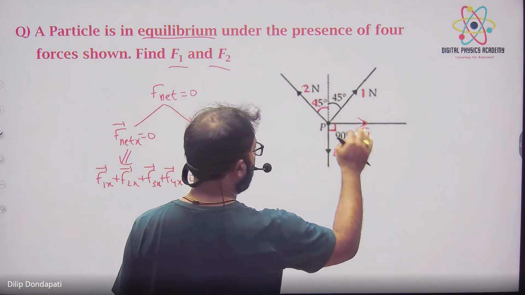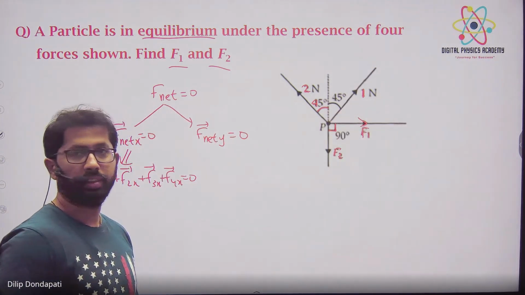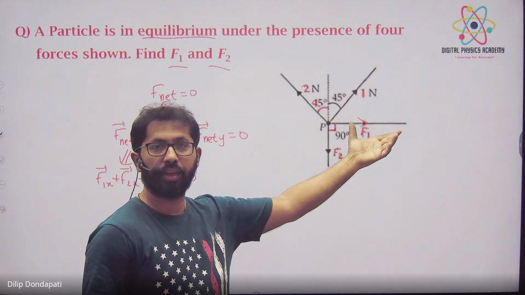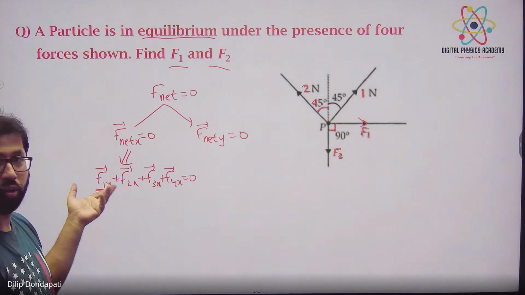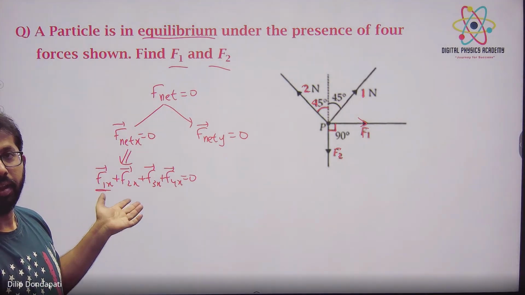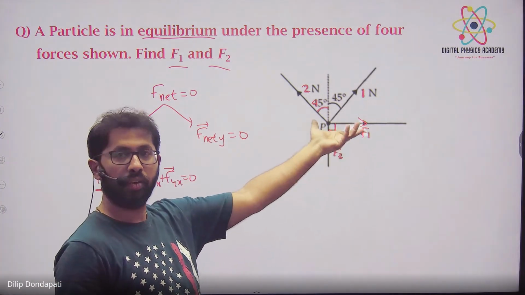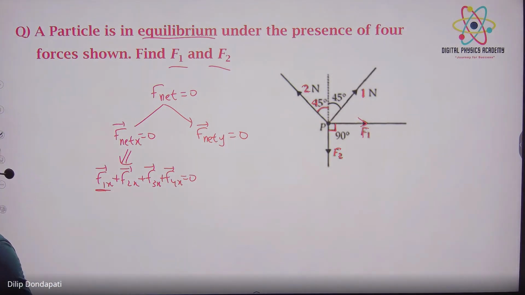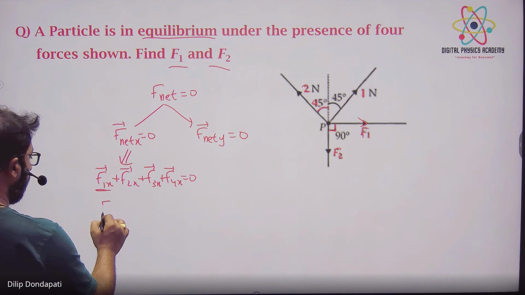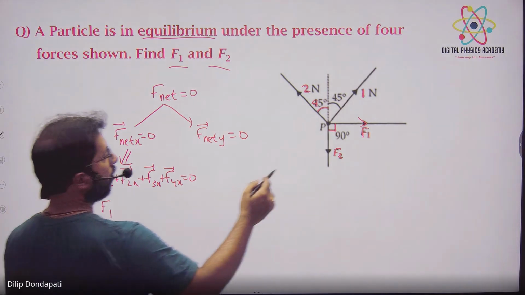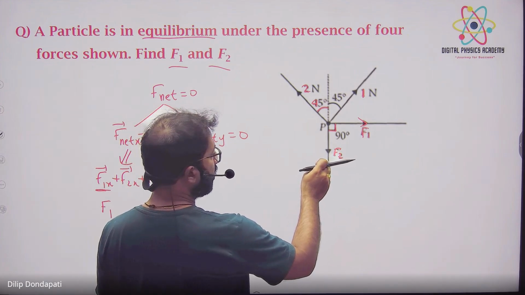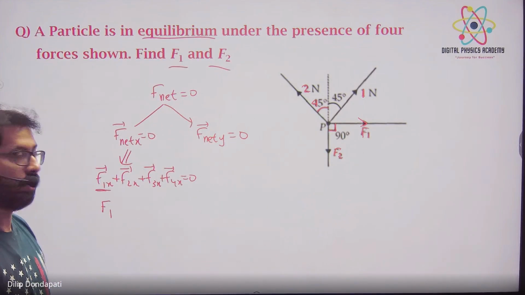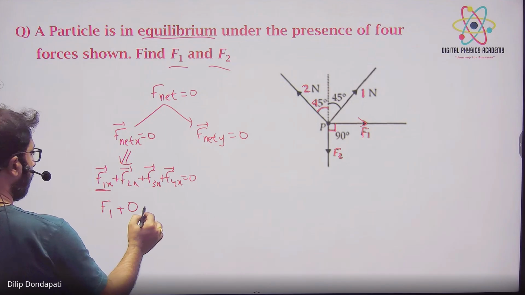For F1, they didn't specify the theta, so we have to take it as 90 only. F1 vector is only in the x direction, right? There is no component in the y direction. So theta is not there, only the x direction. In the F1, you put F1 only. Only one force is there in the x direction, that only you put. So in place of F1x, F1. F2x is how much? Let's say F2. F2 is in the y direction, is any x component there? No. Okay, next F3x.